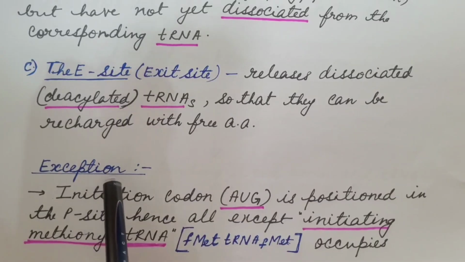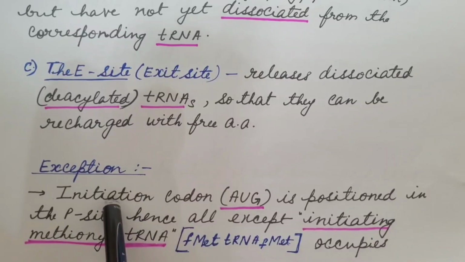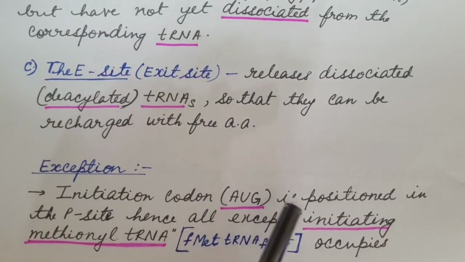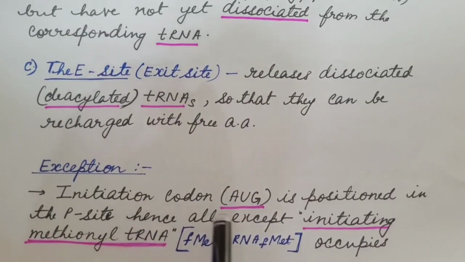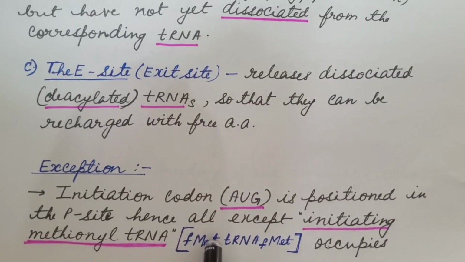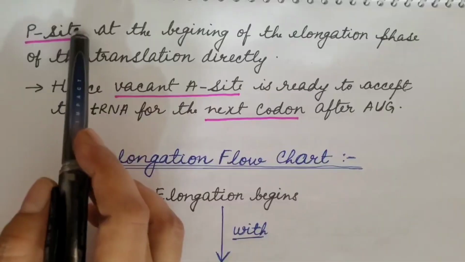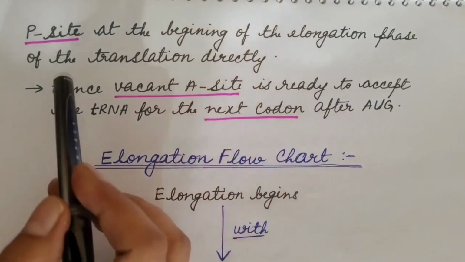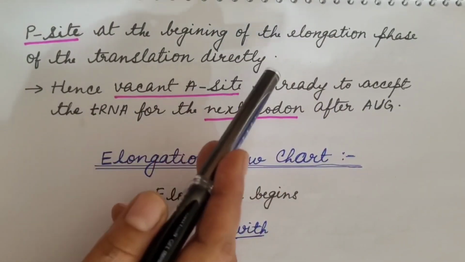Now there is one exception regarding translation. The initiation codon AUG is positioned in the P site, hence all except the initiating methionine transfer RNA, F-met transfer RNA F-met, occupy the P site at the beginning of the elongation phase of translation directly.